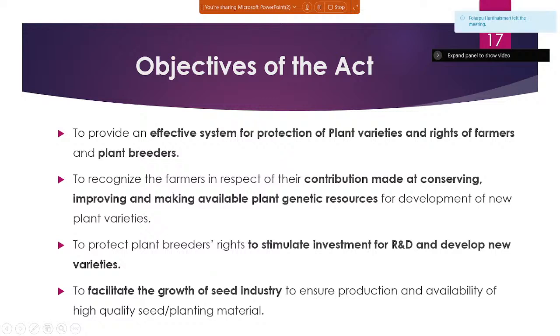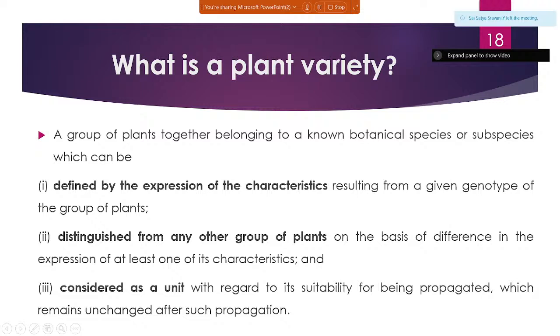Objective of this act: to provide an effective system for protection of plant varieties and rights of farmers and plant breeders, to recognize the farmers in respect of their contribution made in conserving, improving and making available plant genetic resources for development of new plant varieties, to protect plant breeders' rights to stimulate investment in research and development and develop new varieties, to facilitate the growth of the seed industry, to ensure production and availability of high quality seed and planting material also.